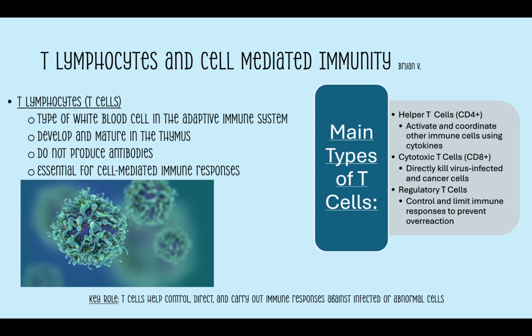Instead, their main role is to help control immune responses and, in some cases, directly kill infected or abnormal cells. This makes them especially important for fighting viruses, because viruses hide inside our own cells, and for recognizing cancer cells. There are three main types of T cells that are important to understand.